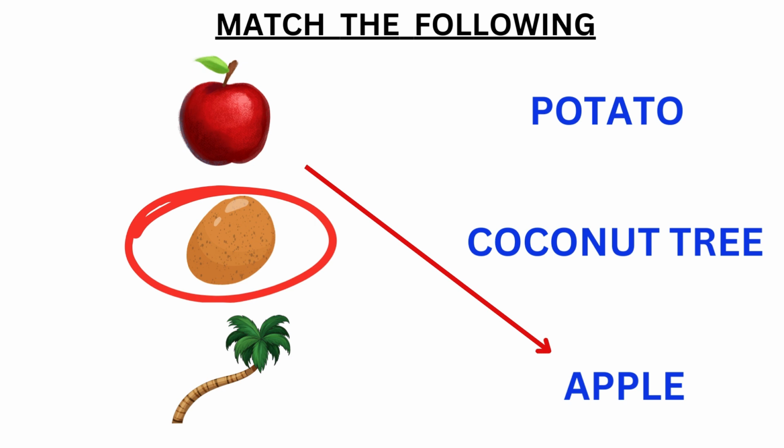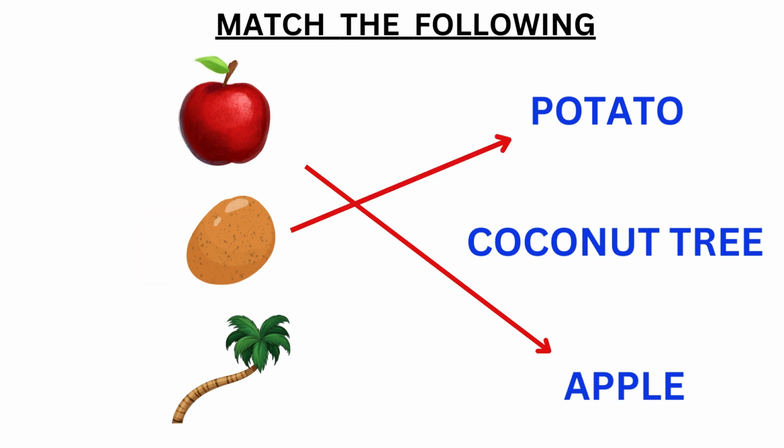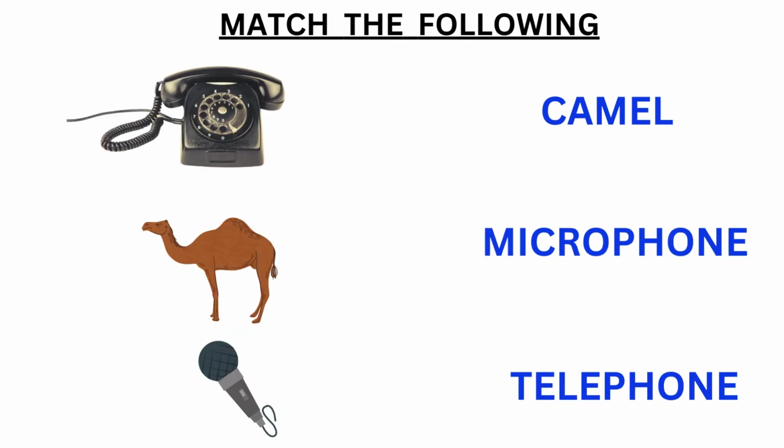Can you guess its name? It's the potato. Lastly, a tall plant with a long woody trunk and green leaves at the top, known for producing a large brown fruit with a hard shell and a white flesh inside. What's the name of this plant? It's the coconut tree. On this slide, we have three interesting images.